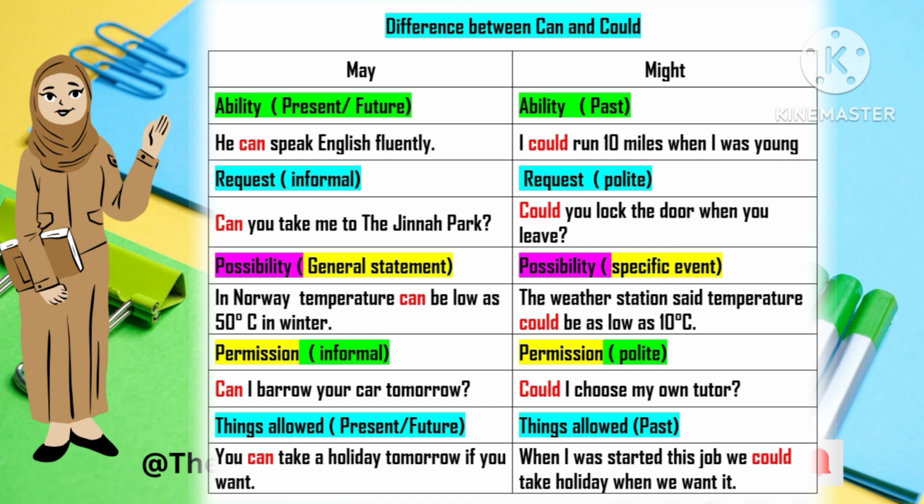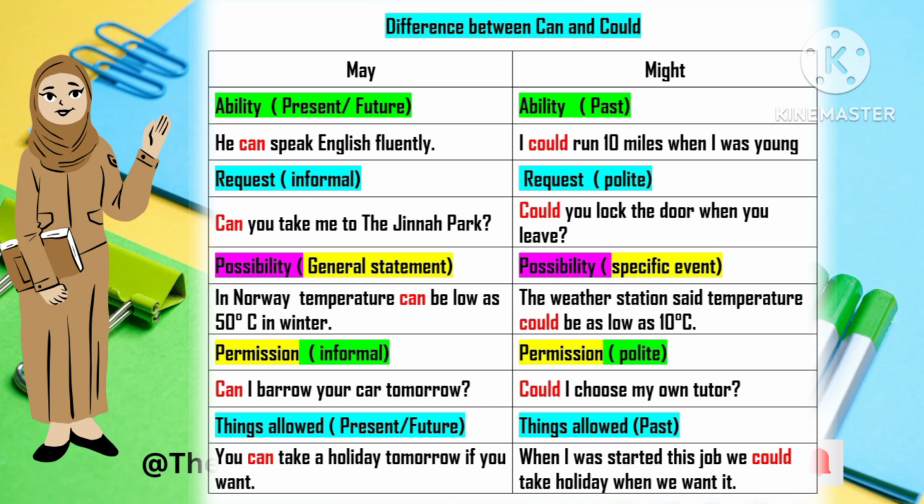Number 4 is permission, which is a polite way, like could I choose my own tutor. It is about the request that could I choose my own tutor. Number 5 is things allowed, which is in the past tense. When I first started this job, we could take holidays when we want. It is about the past thing that when he started his job, he was allowed to take holidays.